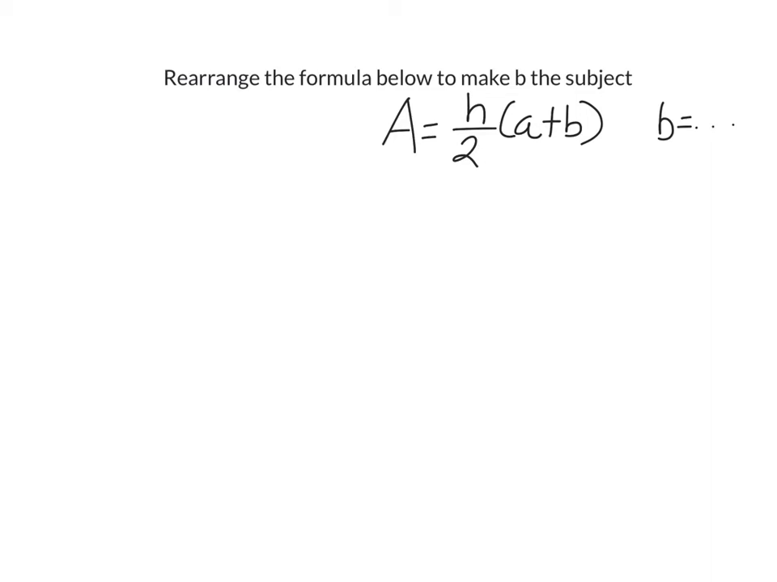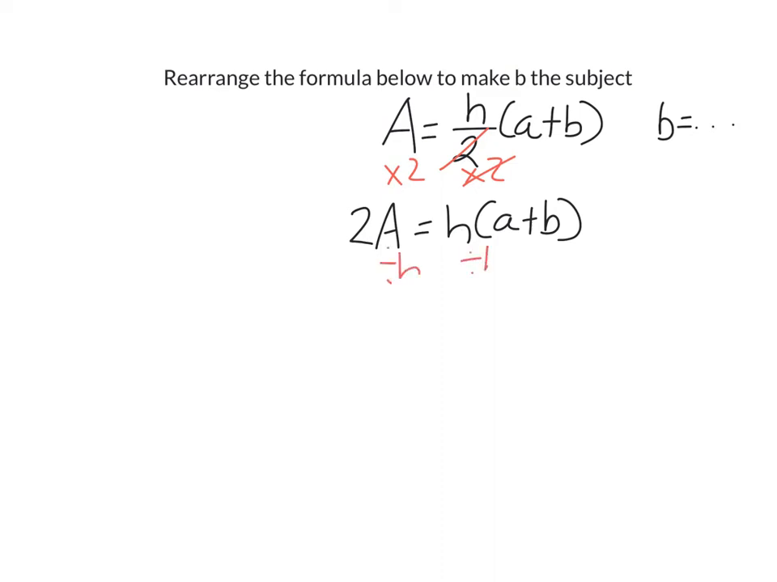So what I'm going to do first is times each side by 2. That will get rid of the fraction. So I get 2 times big A equals h times a plus b. Because it's h times a plus b, I now need to divide each side by h. So then the left-hand side becomes 2A over h. The right-hand side is just a plus b.